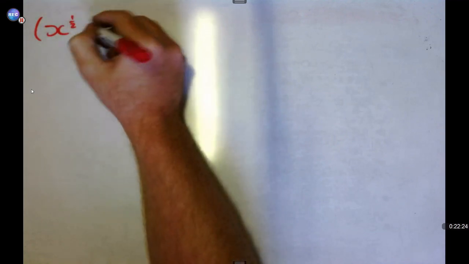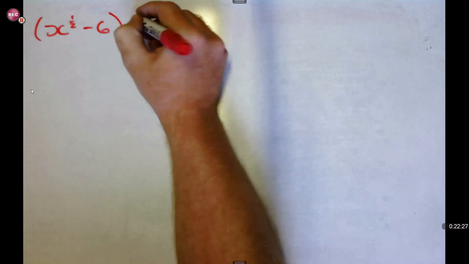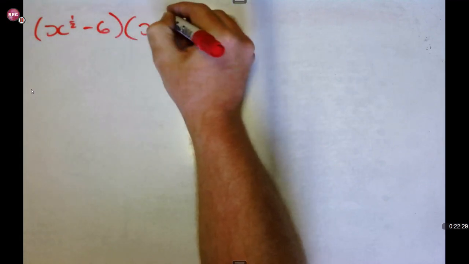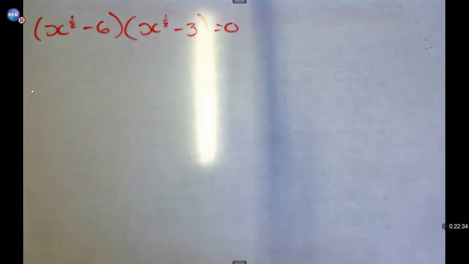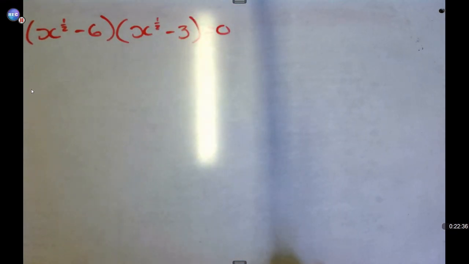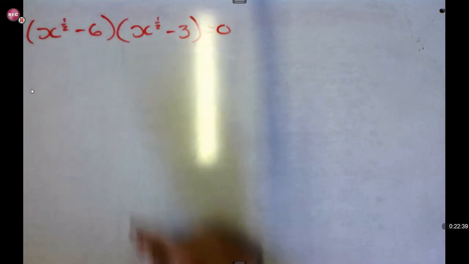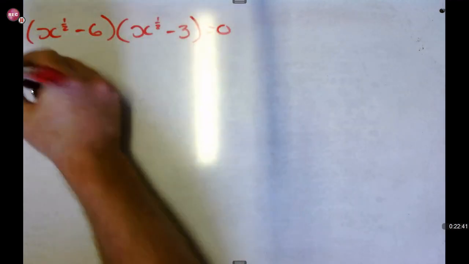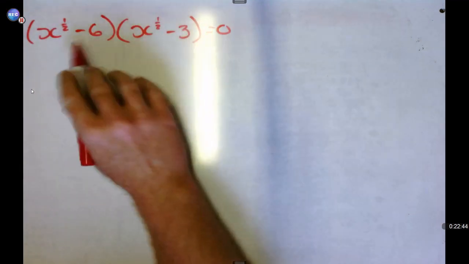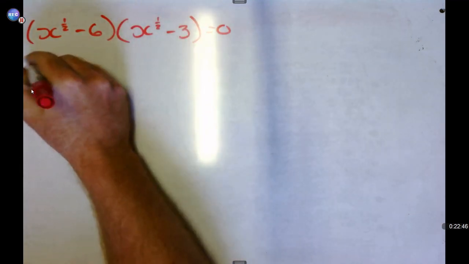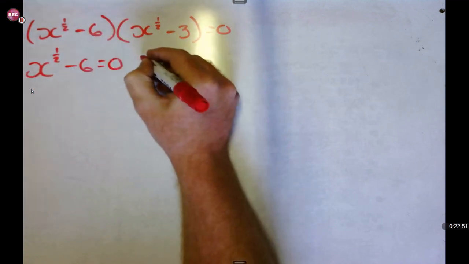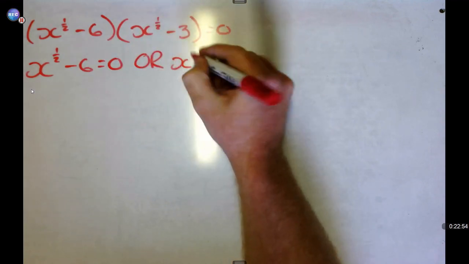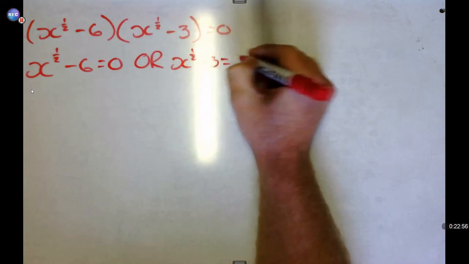Let's see, x to the power of a half minus 6, and then we do x to the power of a half minus 3, and we put all of that equal to 0. Okay, all of that equal to 0. First things first, get rid of your brackets, okay? And the way that you will do that, because this thing is already factorized, you just need to get rid of your brackets by writing it equal to 0. So x to the power of a half minus 6 equals 0, or x to the power of a half minus 3 equals 0.